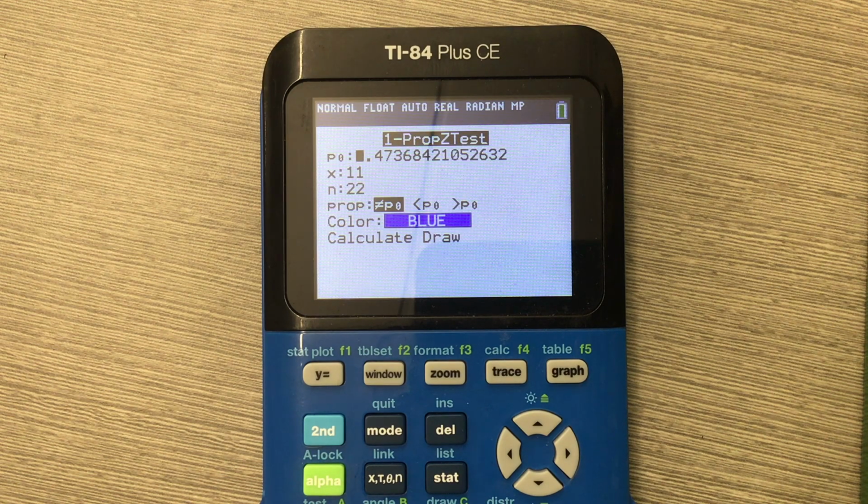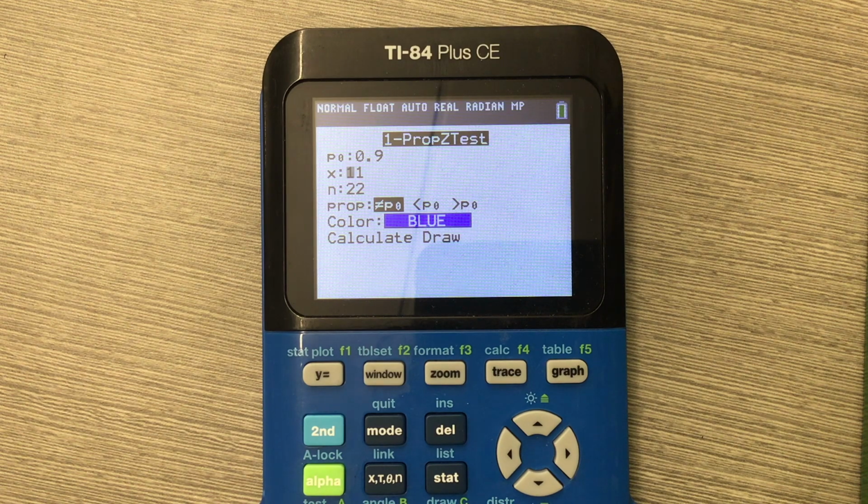We can see here that we have a bunch of things we need to enter, like we're used to. We're going to go through piece by piece. P naught is the proportion associated with our null hypothesis. In this particular example, that is the 90% thing, but we're going to type it as a decimal. Always type it as a decimal. It is a proportion, not a percentage. If you type it in as 90, it won't work for you.